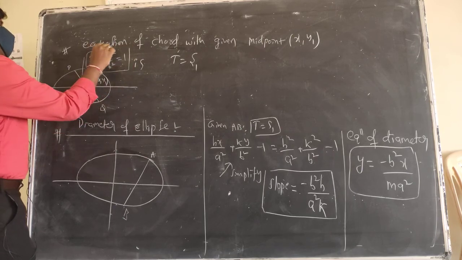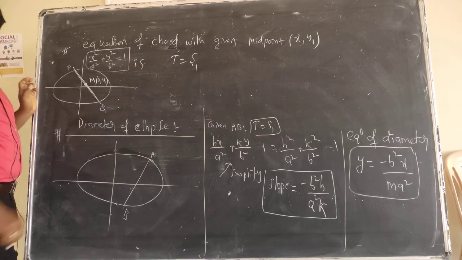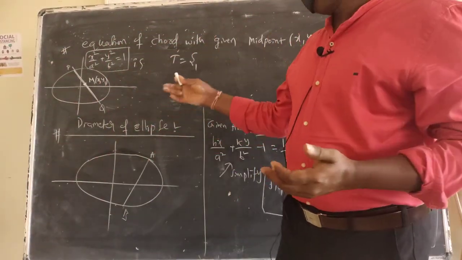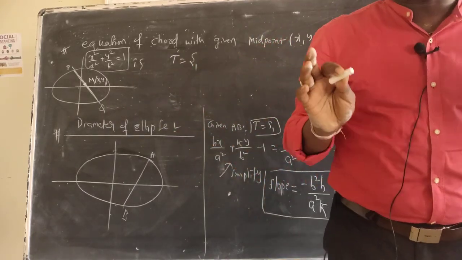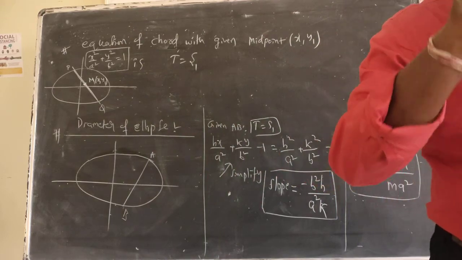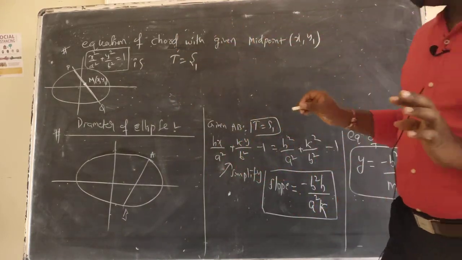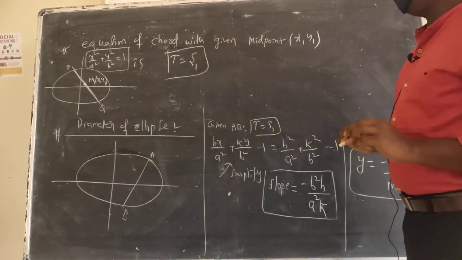For this ellipse, if the midpoint is given, then the equation of the chord is, like in the circle also you have, the same thing here also. For the circle it is T is equal to S1. Similarly, if you observe, the circle and ellipse look like the same thing, that's what you have to observe. So T is equal to S1 is the equation of the chord with the given midpoint.